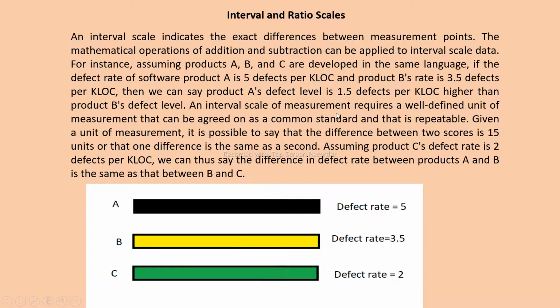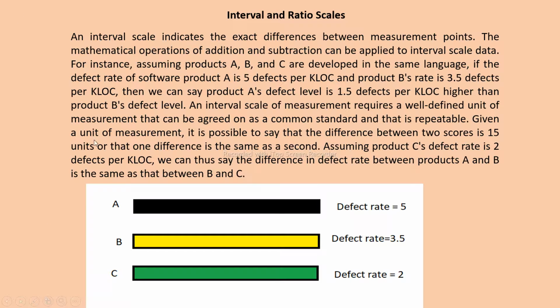An interval scale of measurement requires a well-defined unit of measurement that can be agreed on as a common standard and that is repeatable. Given a unit of measurement, it is possible to say that the difference between two scores is 15 units, or that one difference is the same as another. Assuming product C's defect rate is 2 defects per KLOC, we can thus say that the difference in the defect rate between products A and B is the same as that between B and C.